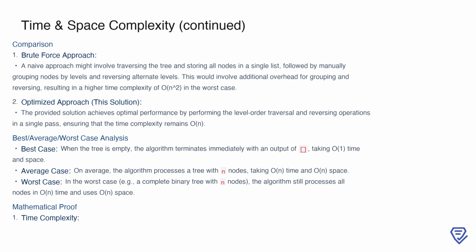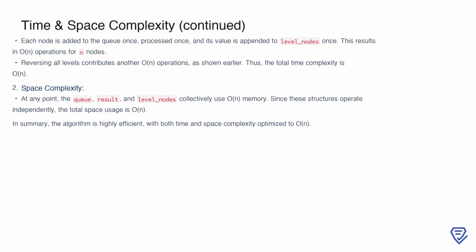In the average case, with a tree containing n nodes, the algorithm processes all nodes and uses O(n) time and O(n) space. For the worst case, such as a complete binary tree, the algorithm still operates in O(n) time and O(n) space, showcasing its efficiency across all cases.